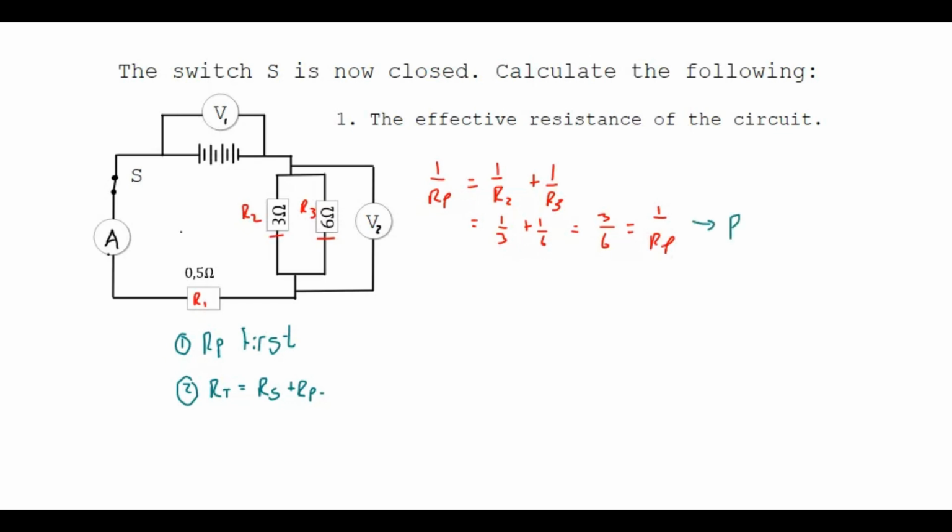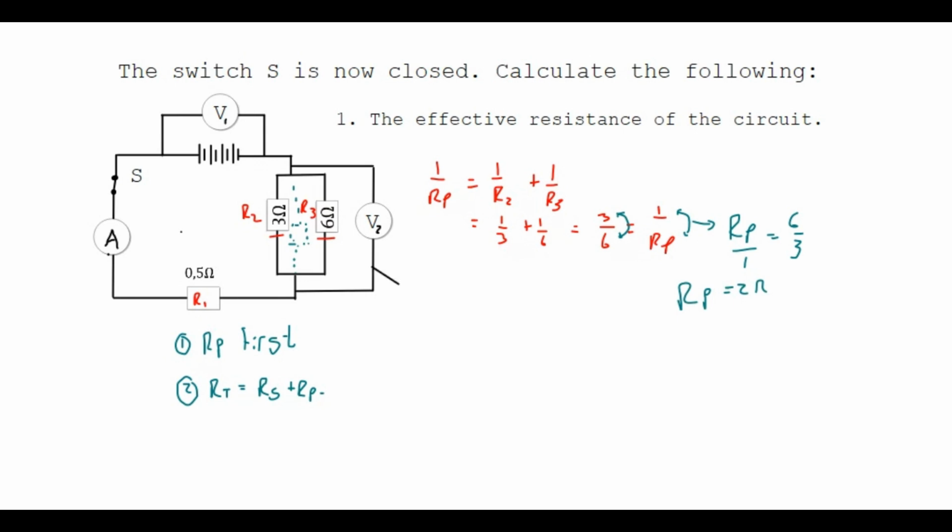So 1 over Rp, if you flip these, equals 6 over 3, which means Rp equals 2 ohms. The effective resistance over here, if that had to combine into one resistor, would be 2 ohms. But that's not what they asked for. They asked for the effective resistance of the whole circuit.